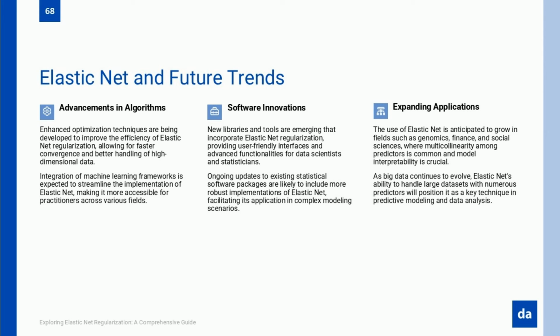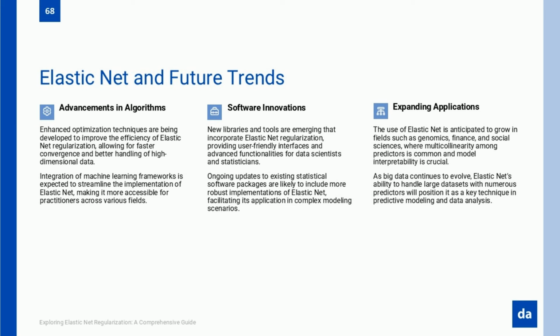As data continues to grow in size and complexity, new techniques and technologies are shaping the future of regularized regression models. While Elastic Net remains a powerful and widely used method, emerging trends in AI and machine learning will impact how it is applied in finance, healthcare, e-commerce, and beyond.